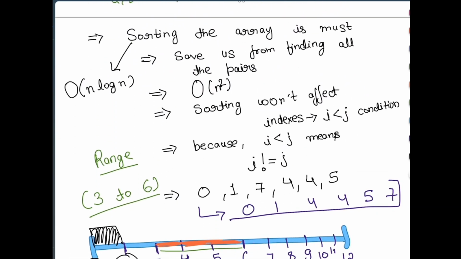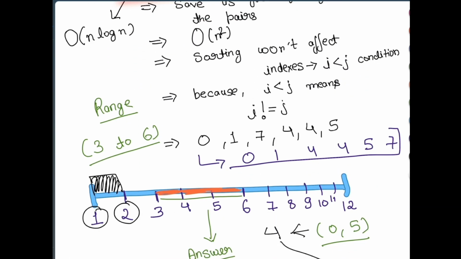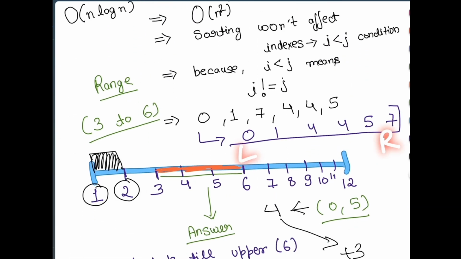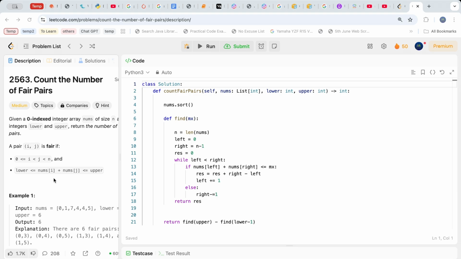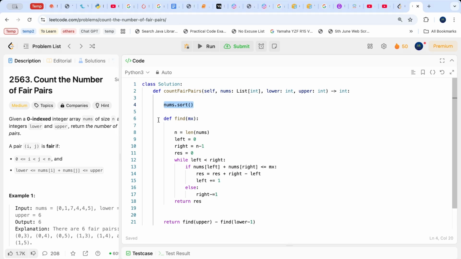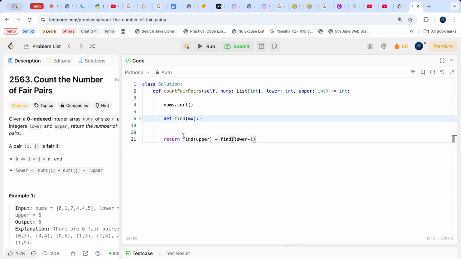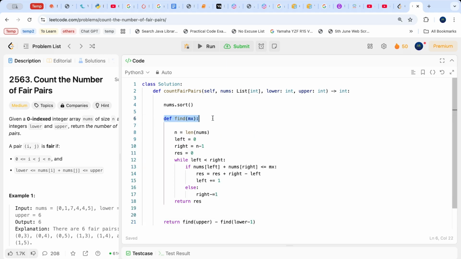So that is how we are going to solve the problem. We are just going to sort our data, then assign a left and a right pointer. And then we need to calculate for the upper bound and for the lower bound minus 1. So let me take you back to the coding editor to show you how we can solve this particular problem. What you need to do is sort your data initially, and then return find the number of pairs till the upper bound minus find the number of pairs till the lower bound minus 1. Okay, so now we need to see how this find function works.